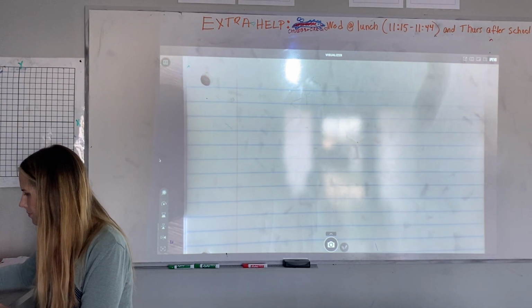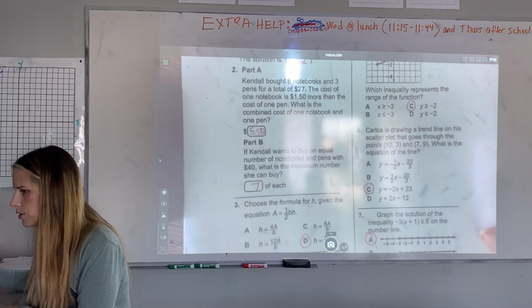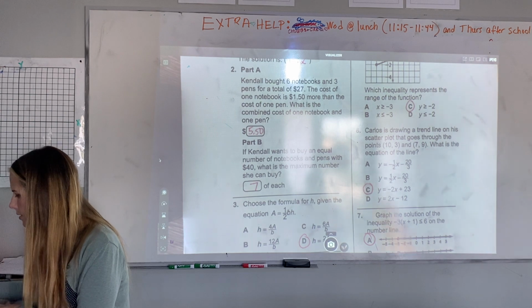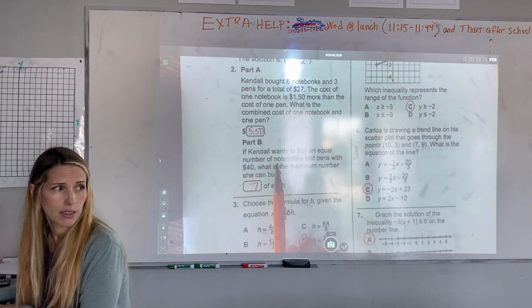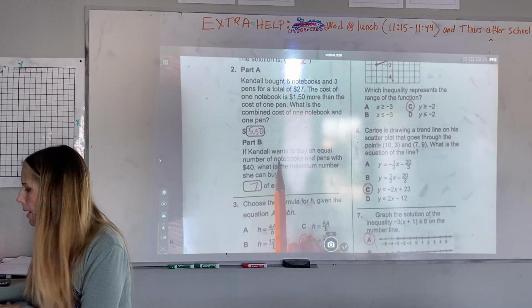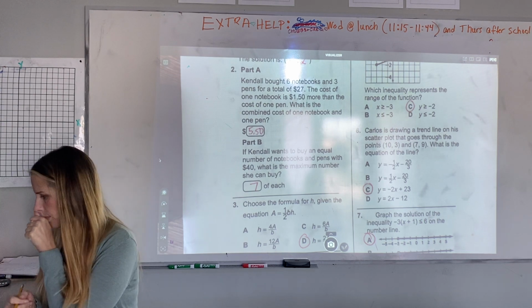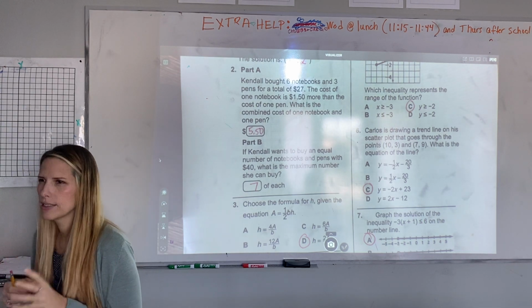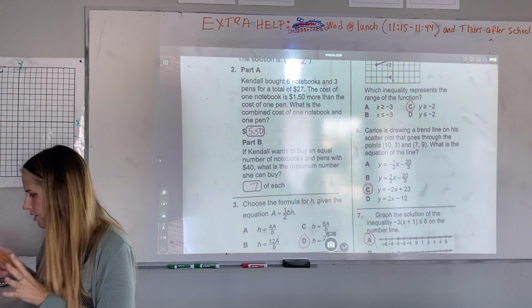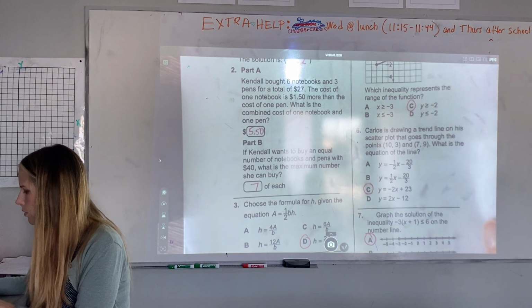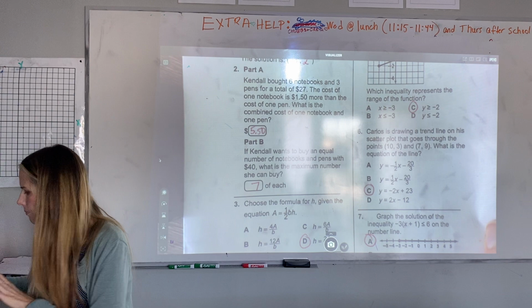All right. And number 3, okay. So number 2 says Kendall bought 6 notebooks. Did you need help on A and B? Mainly just B. Okay. B is definitely really tricky. There's a way to set up the equation. It's kind of tricky. Let's go through A first. But then there's a shortcut to do B that's so simple.